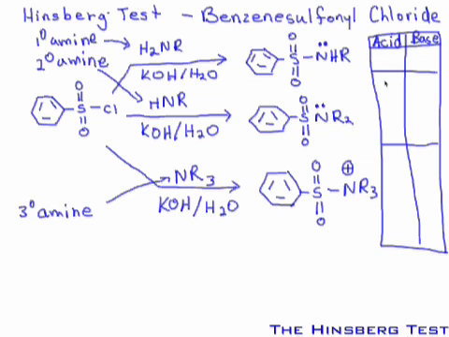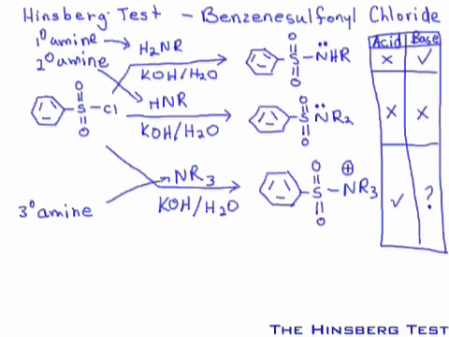The first one, the primary benzene sulfonamide, is not soluble in acid, but it is soluble in base. The secondary is insoluble in both solutions. And the final one is soluble in acid. The base is questionable, and we'll talk about that one. It can be soluble in certain situations, depending on the solubility of the free amine. So this could be either soluble or insoluble, so I'll put a question mark there.